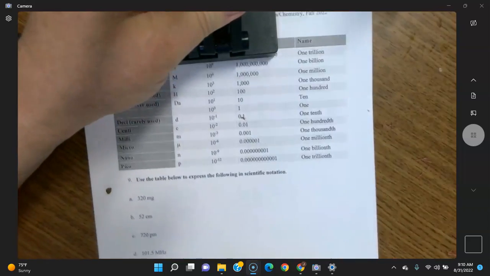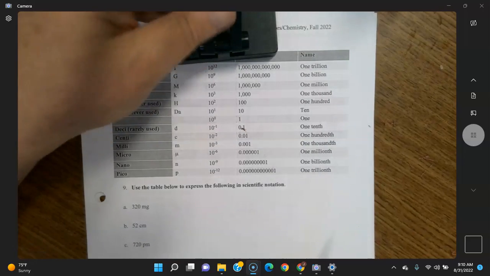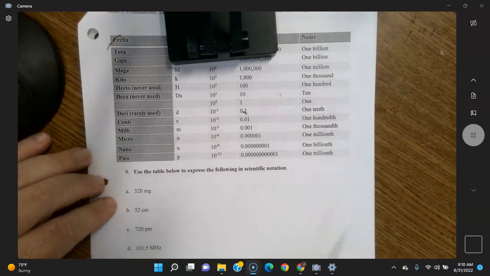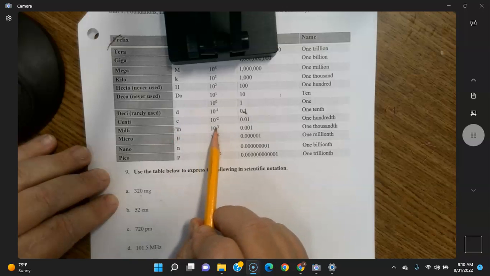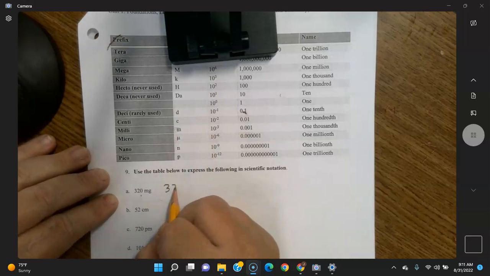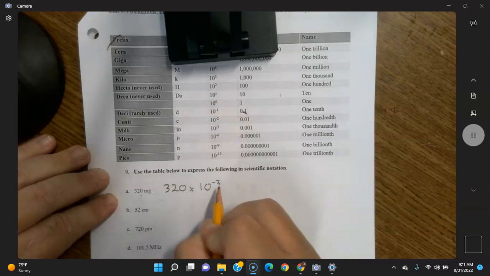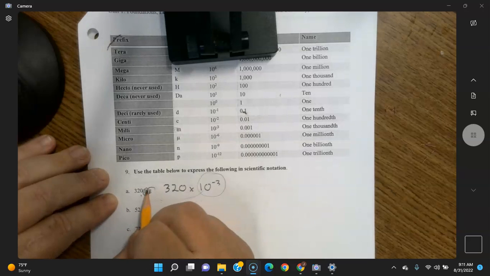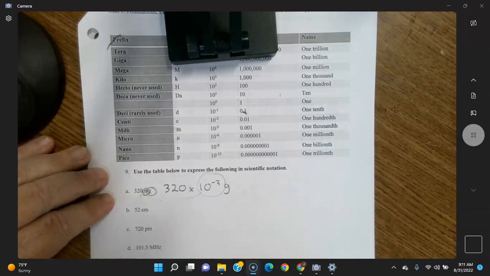Okay, now we're going to just practice putting these symbols into actual scientific notation numbers. Okay, so 320 milligrams, there's milligram right there. It's 10 to the minus 3. So what you would write is 320, that's not as hard as it looks, times 10 to the minus 3. So this 10 to the minus 3 took the place of this m. But you still have to write the g for grams, the unit of measure. So it's that many grams, okay?